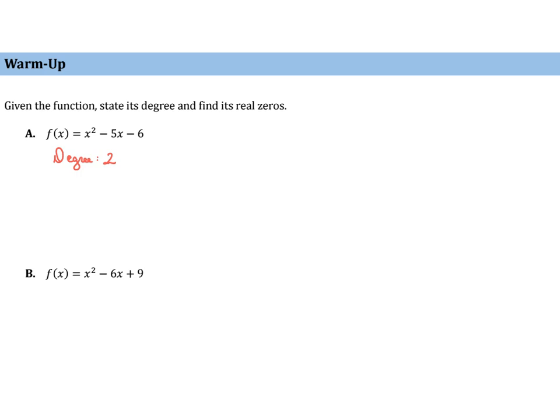So now, what are the real zeros? Let's go ahead and factor. f of x is x minus 6 times x plus 1. So each factor is related to a 0. So x minus 6 means that x equals 6 is a 0. x plus 1 would be x equals negative 1. So we have x equals 6, negative 1. And those are the zeros.